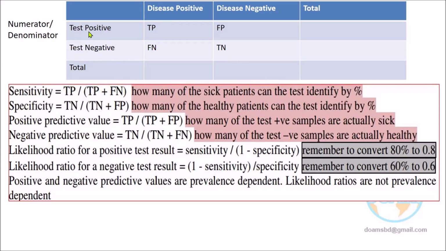The test positive, test negative. If I say the sensitivity of the test, the formula is true positive divided by true positive plus false negative. Sensitivity indicates the positivity of the test. So the numerator is TP and the denominator is TP plus FN. I'm telling you the technique to remember: TP divided by up down.